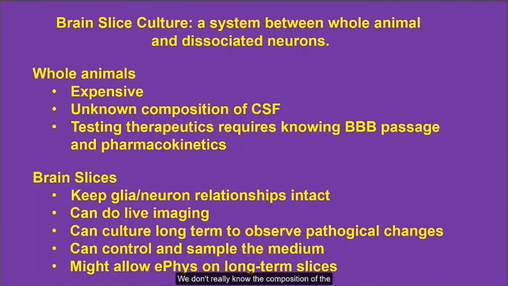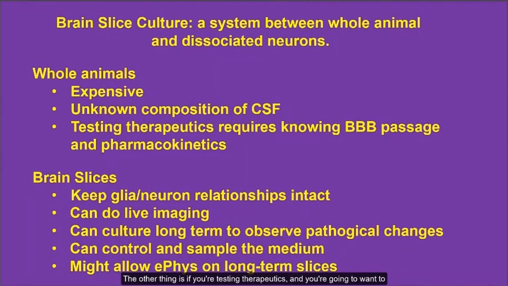We don't really know the composition of the cerebral spinal fluid that we're bathing the brain in. And if we have mutant mice that are so-called A-beta expressing mice and develop cognitive symptoms, we have to wait a long time. We don't know the actual amounts that are present there. It's a lot easier if we can take these into culture and be able to change the medium that they're bathed in, but still maintain the morphology that one gets in slices.